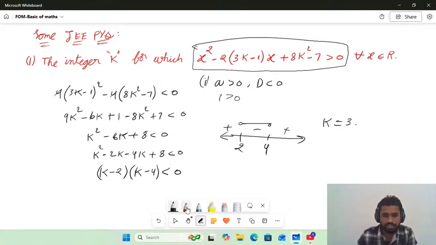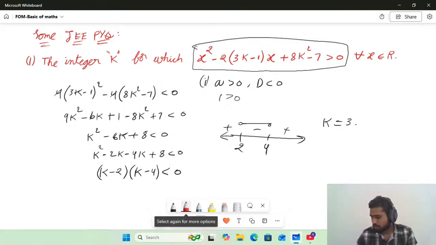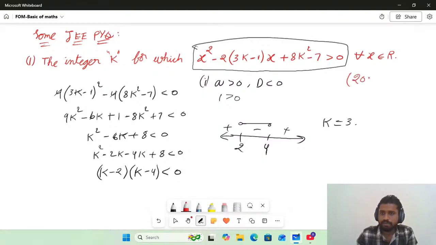This is the answer for this question, and this is a 2021 Mains PYQ. The integer k which is satisfying this equation is 3. So shall we see one more question?